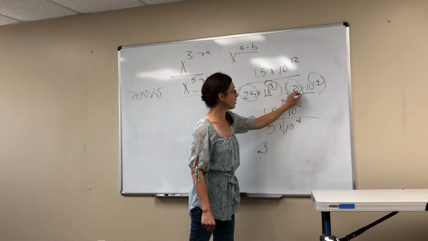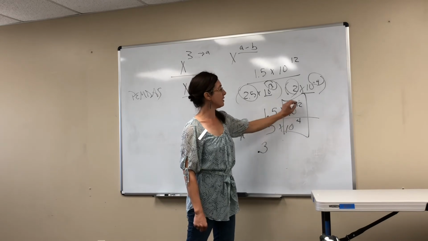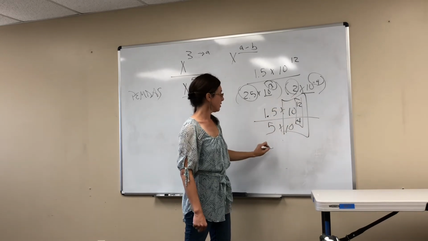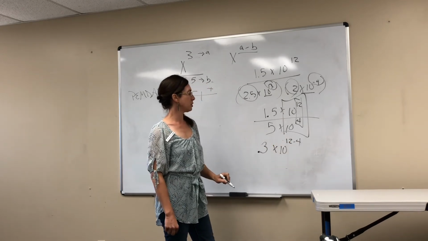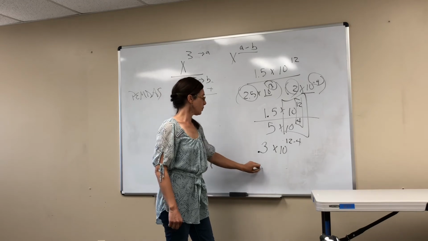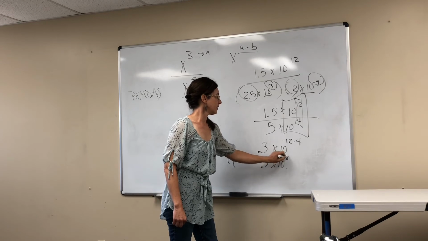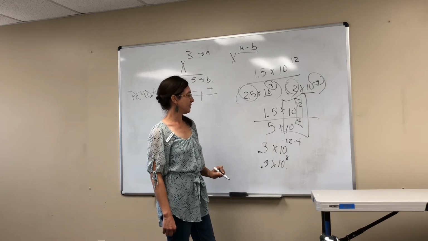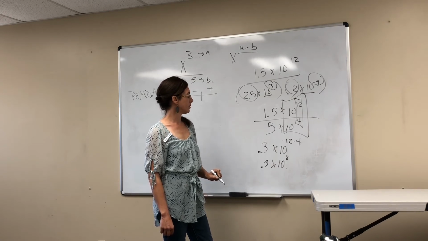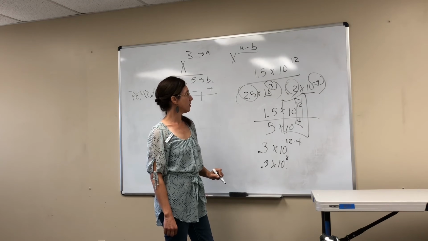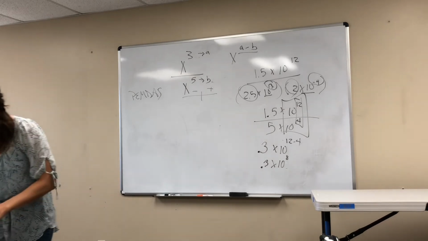Okay, and then what is my rule for dividing? When they're divided, what do we do with our exponents? Do we not multiply? 12 minus 4? Oh, right. We subtract them. So we have 0.3 times 10 to the 8th. All right? Does that make sense? Perfect.